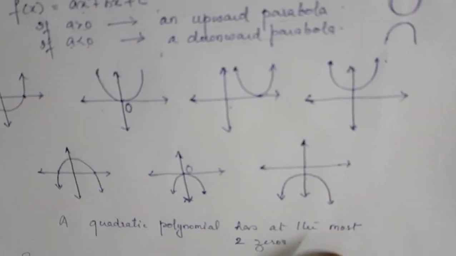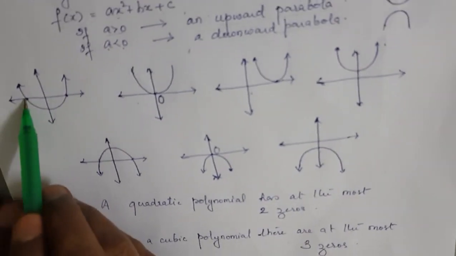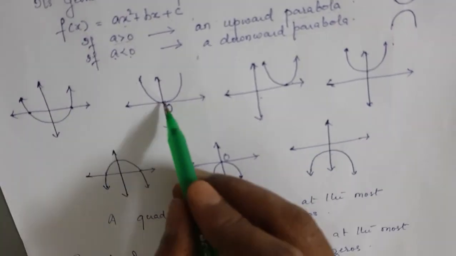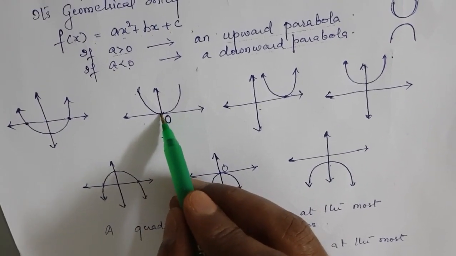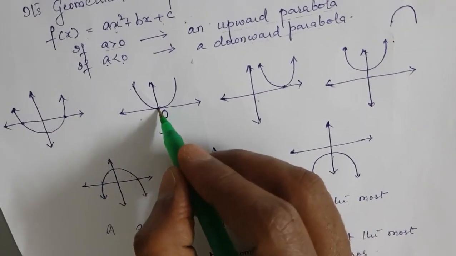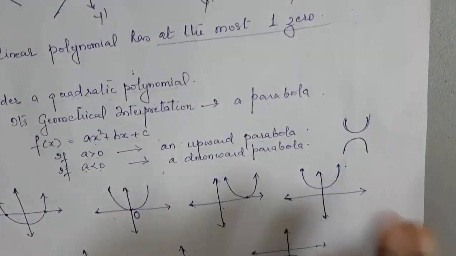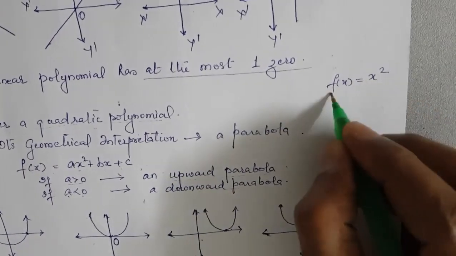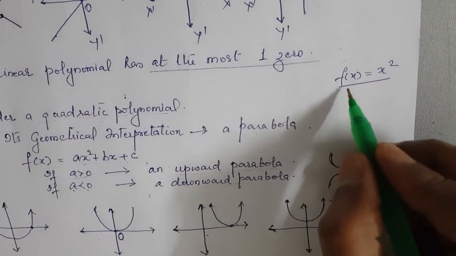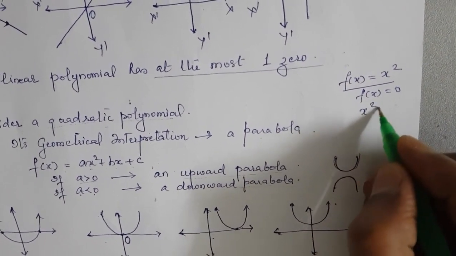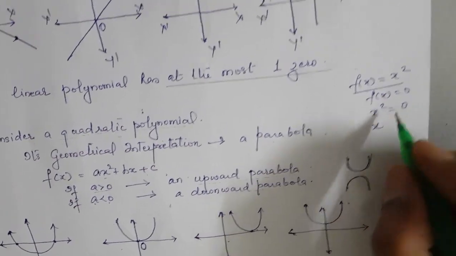What does it mean? Here the graph is intersecting at 2 points, meaning it has 2 zeros. Here the graph is touching the x-axis. What does that mean? It means, for example, when we solve f(x) = x². This is a quadratic polynomial, right? So when you find the zeros, that means f(x) = 0. That means x² = 0. So what are the values of x?